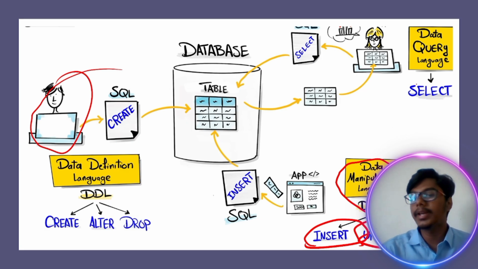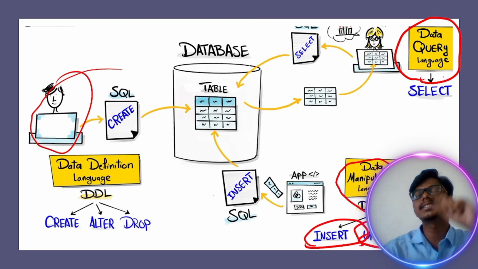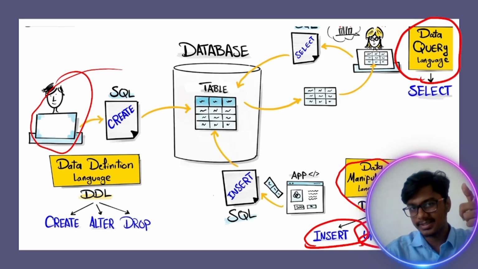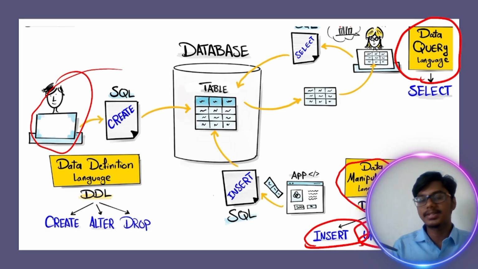That's called the data query language. It consists of only one component, that's called the select. So there are three types of components. I think there are four types of components in SQL. So the first component is data definition language.